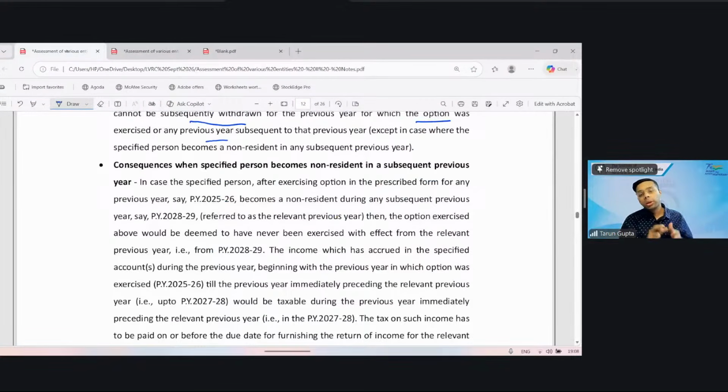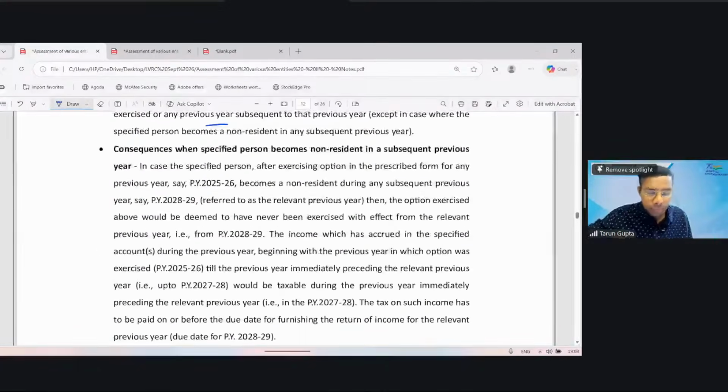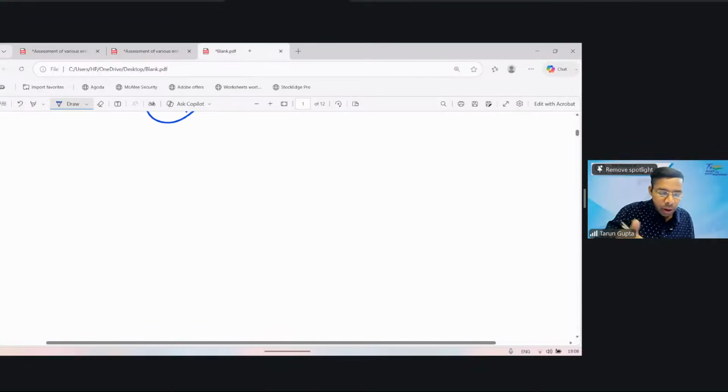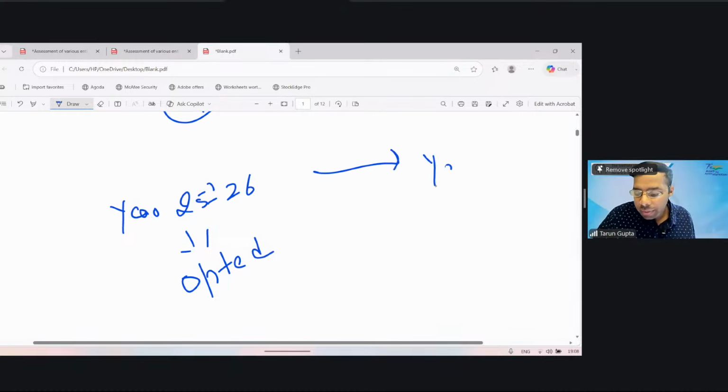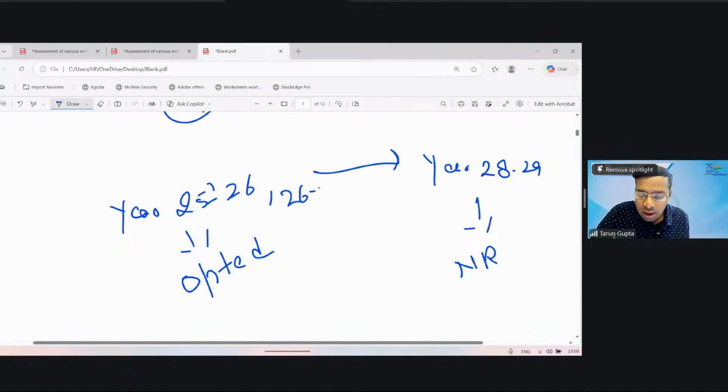what happens is, once you exercise this option because you became a resident, but subsequently you became non-resident. So what will happen is that, say in year 25-26, the individual opted for section 89A. He was resident. Now in year 28-29, he becomes non-resident. So what will happen for the years 25-26, 26-27, and 27-28?